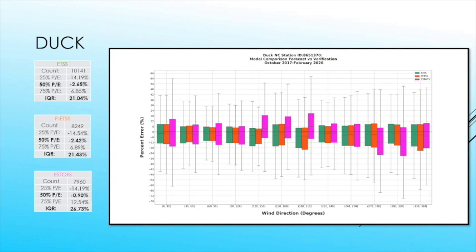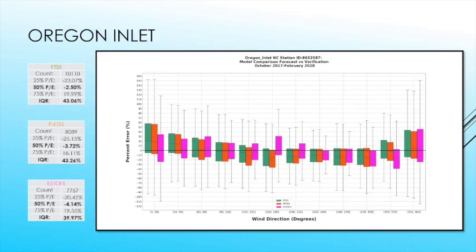So if we're looking at here, you can see the ETSS and the PETs are around the low 20s from an IQR standpoint, while the SDOF is a little bit higher for Duck, and all three models tend to under forecast slightly. For Oregon Inlet, you have an IQR in the low 40s for the ETSS and PETs, while the SDOF is in the upper 30s. Again, all three models tend to under forecast.